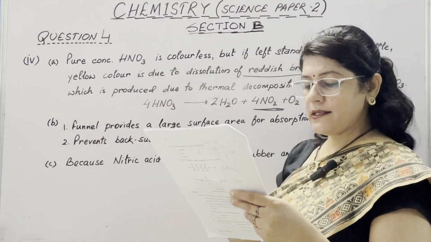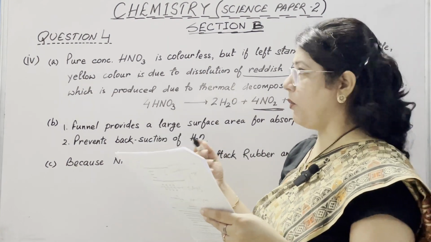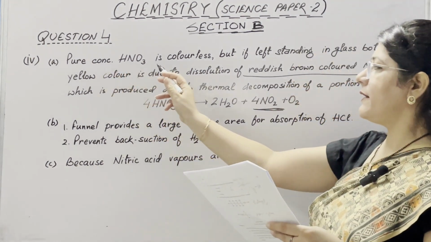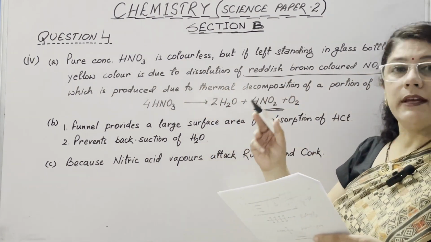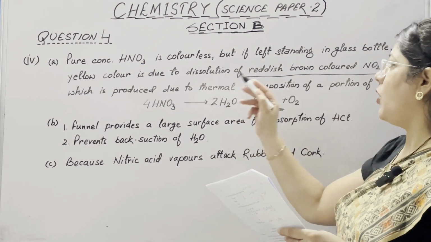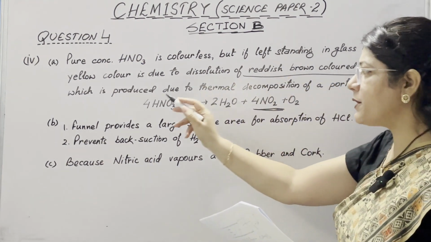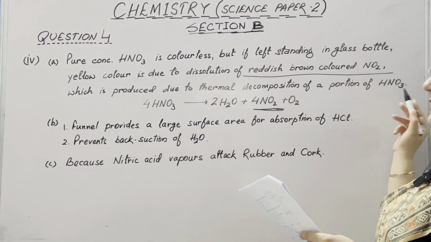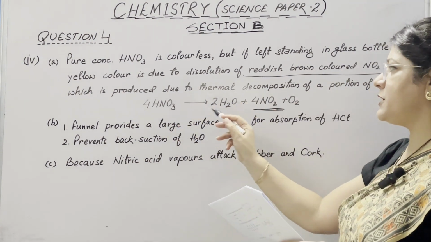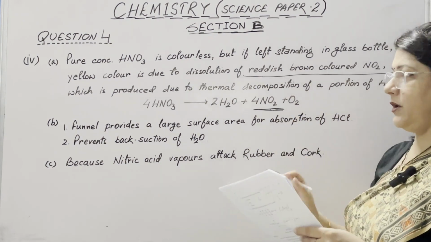In A, concentrated nitric acid appears yellow when it is left standing in a glass bottle. So pure concentrated nitric acid is colorless, but if left standing in a glass bottle, the yellow color is due to the dissolution of reddish brown colored nitrogen dioxide, which is produced due to the thermal decomposition of a portion of nitric acid. So when HNO3 decomposes, it produces nitrogen dioxide, and this color is due to this gas only.